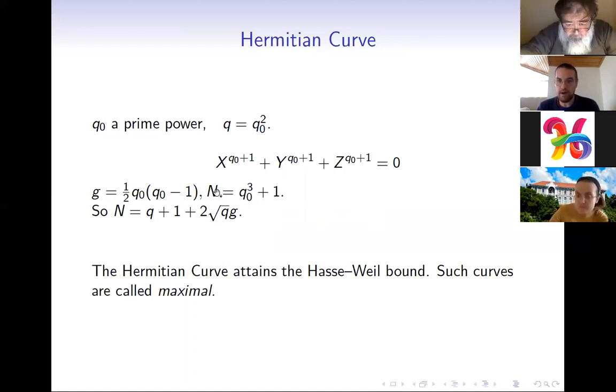And the point count and the genus calculation we did before, if you plug them into the Hasse-Weil bound, you see that you obtain the Hasse-Weil bound with equality. So it is attaining the Hasse-Weil bound. So at least in this particular case, for this particular q, you can't expect to improve the Hasse-Weil bound without any further restrictions on the curve, because there are curves that attain it. Such curves are called maximal curves.